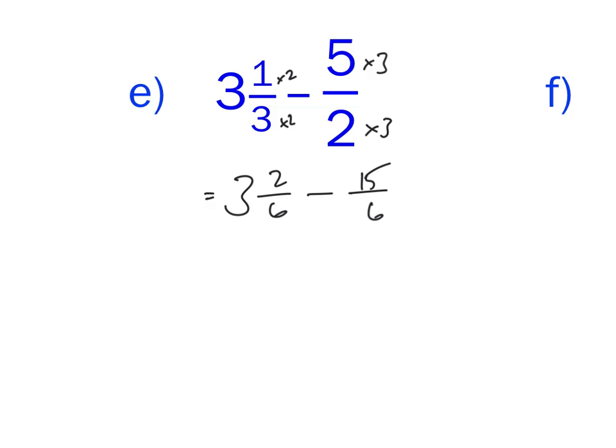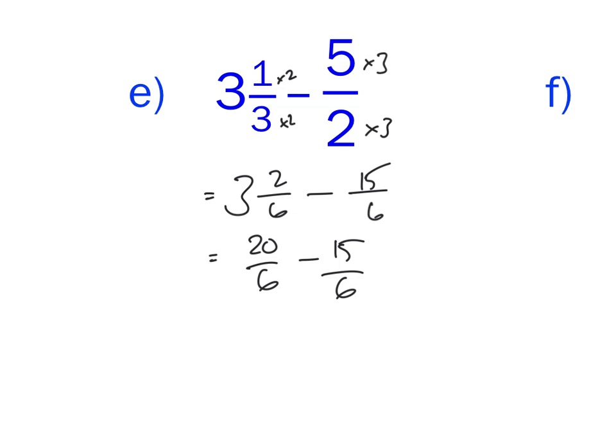So if we turn this into an improper fraction, what would it be? 14 over 6? No, you swap them. What's that? It's 20 over 6. 3 times 6 is 18, plus 2 is 20. So it's 20 over 6 minus 15 over 6. So if this number is an improper fraction, it makes sense to make this number an improper fraction. Now we have both denominators over 6.